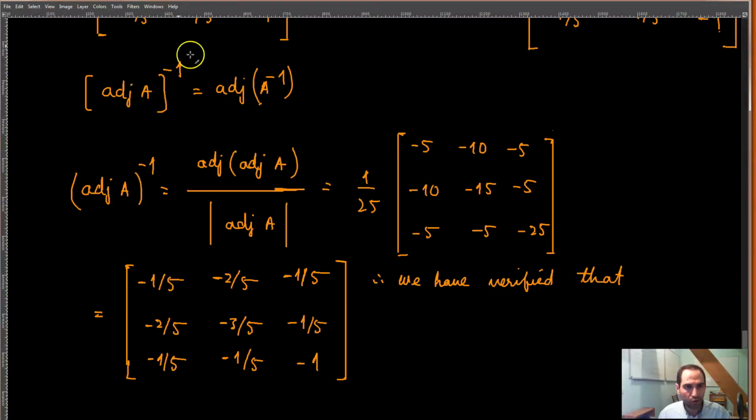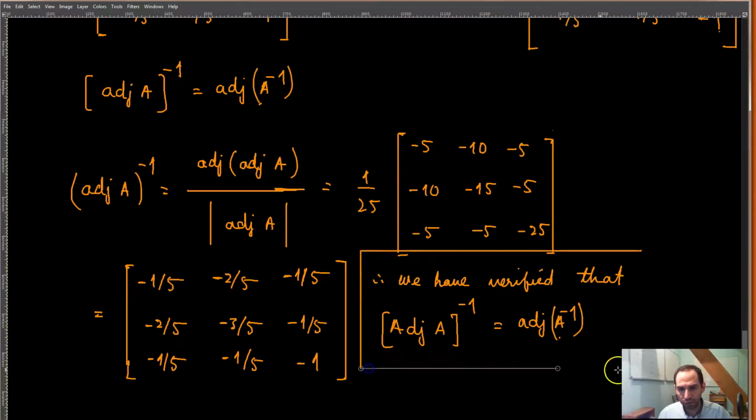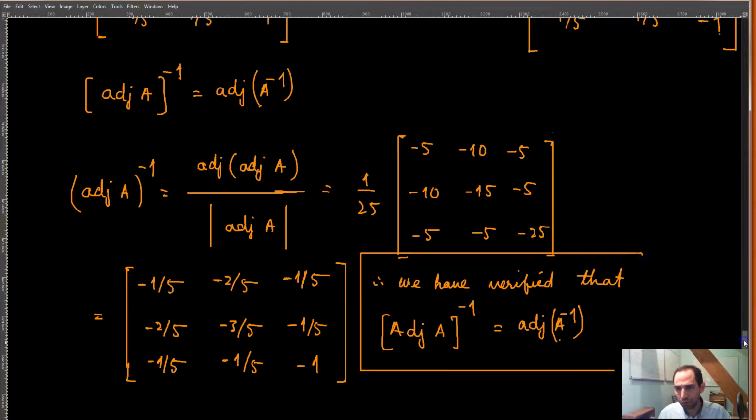That the adjoint of a whole inverse is the same thing as the adjoint of a inverse. That is basically what we wanted to show, and we have actually shown that.